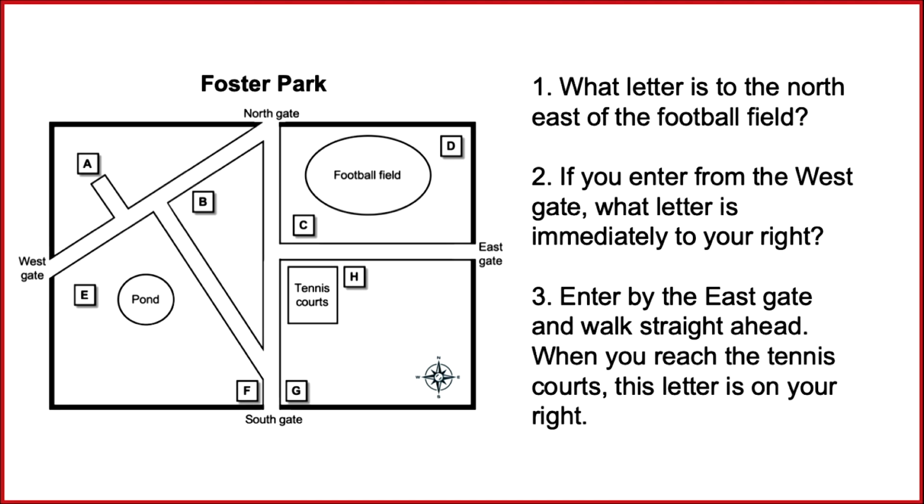And let's check. Number 1, what letter is to the northeast of the football field? Here's the football field. Northeast, it's D. Number 2, if you enter from the west gate over here, what letter is immediately, that means directly, to your right? Here it is, E.